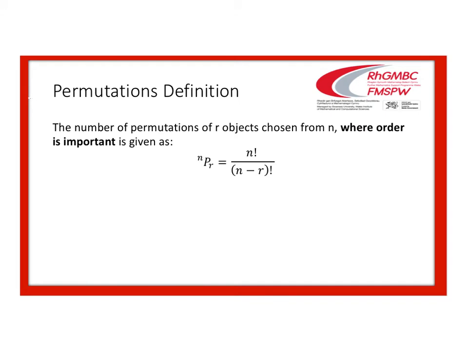So the number of permutations of r objects chosen from n, where order is important, is given as nPr, where we get n factorial over n minus r factorial. And that's what we were answering in those previous questions. How many ways can we arrange r objects from a set of n, where the order is important? So remember, what we're doing there is we're taking note of who is in first, who is in second, and who is in third. This is different to some other problems.